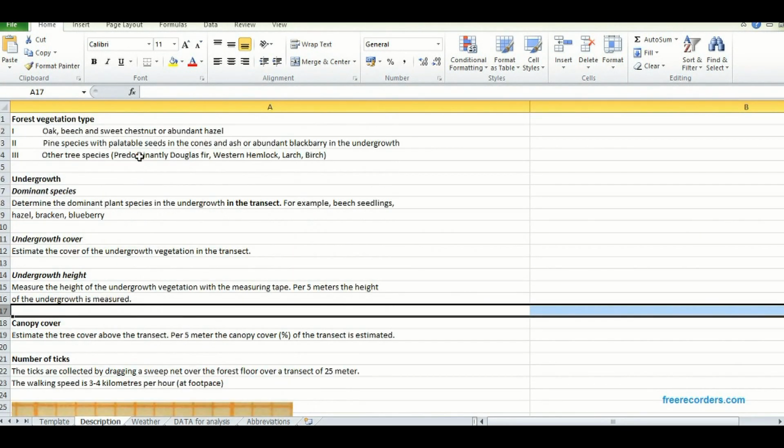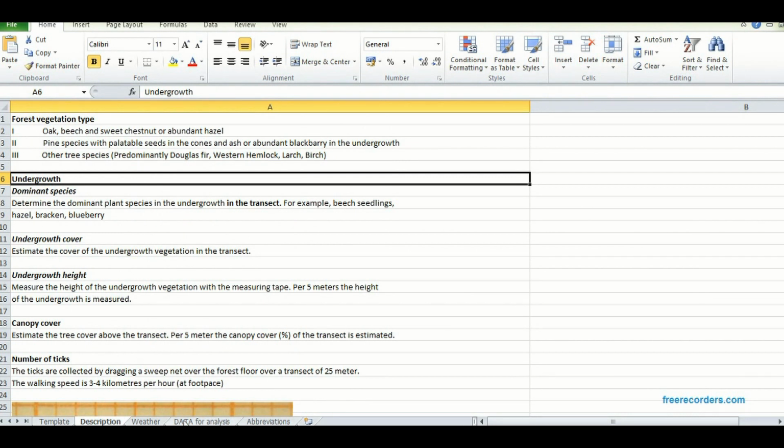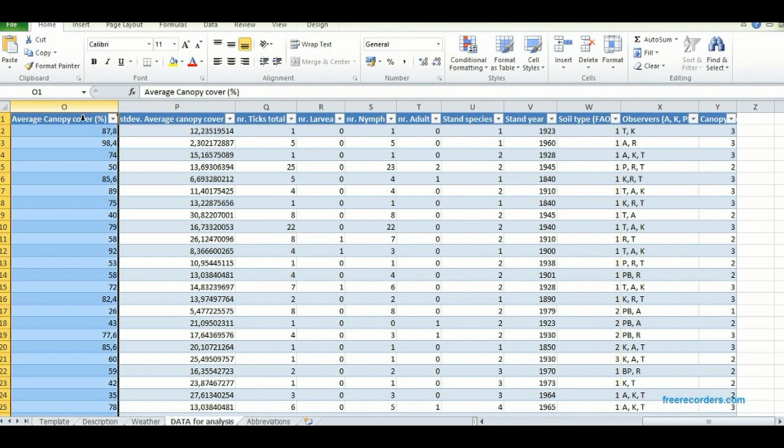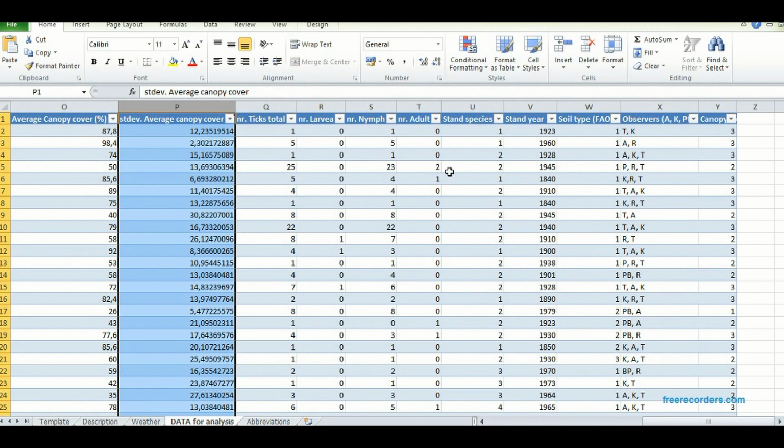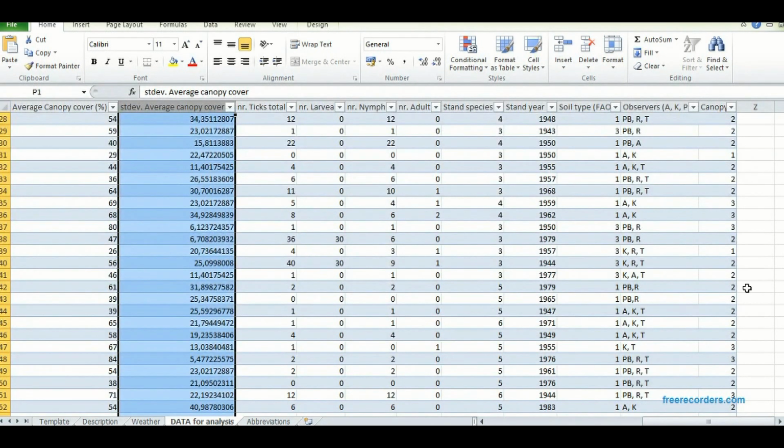The standard deviations for the averaged variables like canopy cover and undergrowth height were used as a variable indicating the heterogeneity, since it provides information on the variation within each averaged variable.